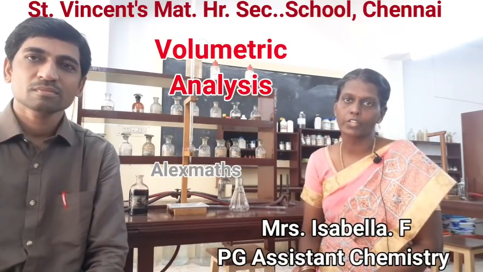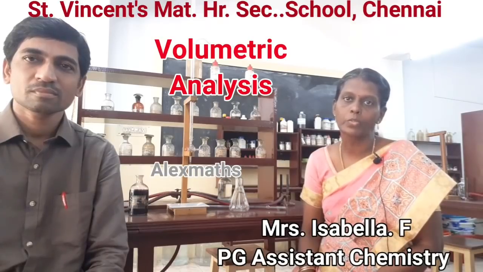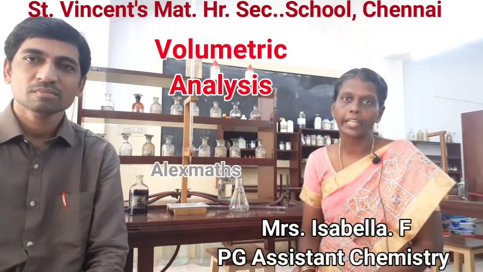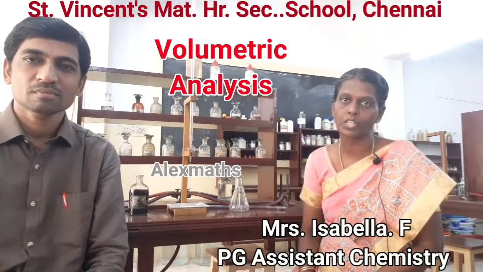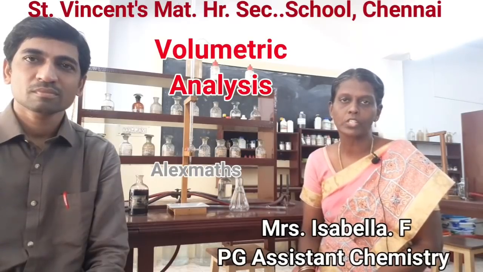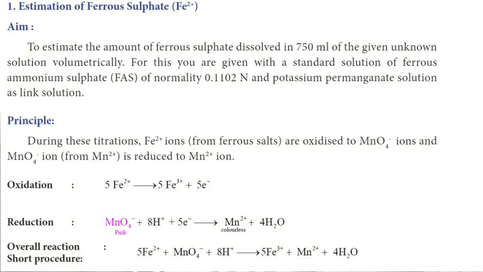For this titration procedure, we will be using an indicator. An indicator is a substance which is used in a titration procedure, which will help us to indicate the completion of a reaction with the help of a visible color change. There are several indicators which can be used in a titration procedure. So today we shall learn the first experiment of volumetric analysis, the estimation of ferrous sulphate.